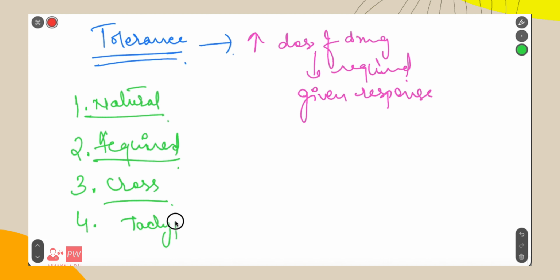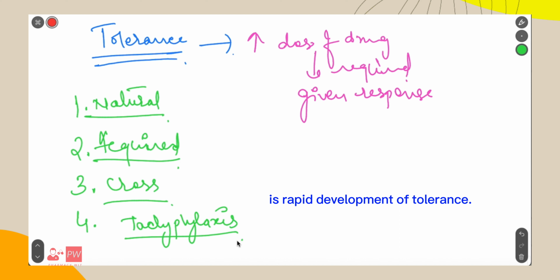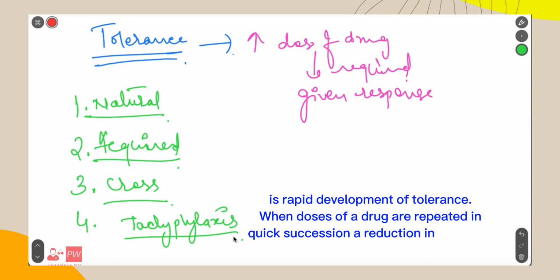The fourth one is tachyphylaxis. Tachy means fast, phylaxis means protection. It is the rapid development of tolerance. When doses of a drug are repeated in quick succession, a reduction in response occurs. That is called tachyphylaxis. This is usually seen with ephedrine.